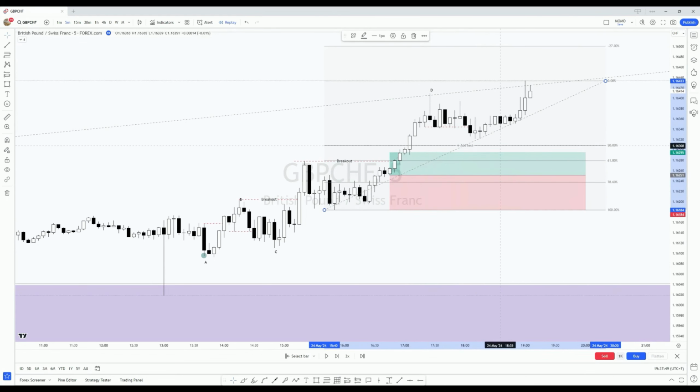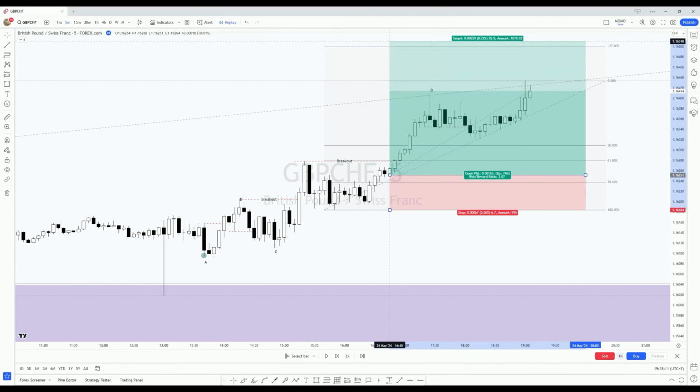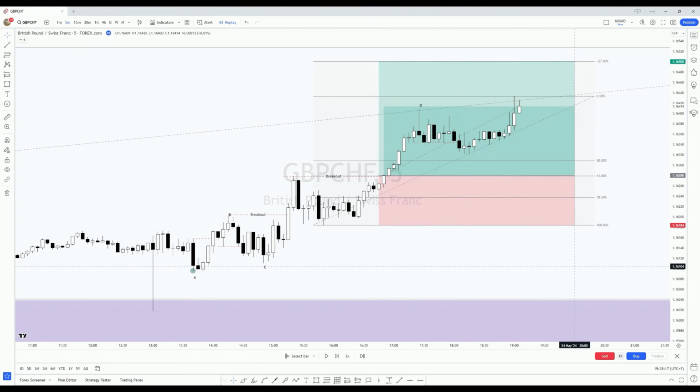Why will I still remain in this structure? Because I don't have a break of structure here. D is broken by candle wick, not by candle body. So I don't have a break of structure. So I don't have a new market setup. So I will extend my take profit to minus 27 and my pending buy at 61.